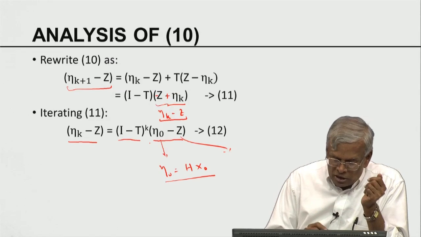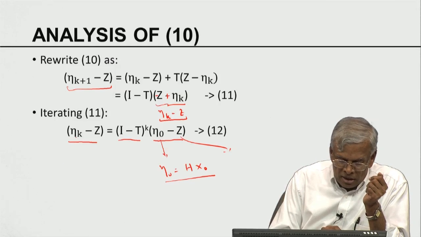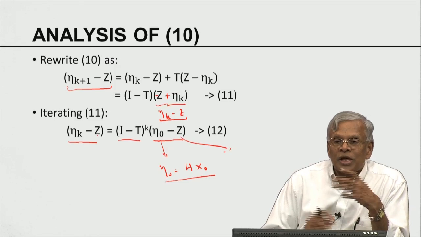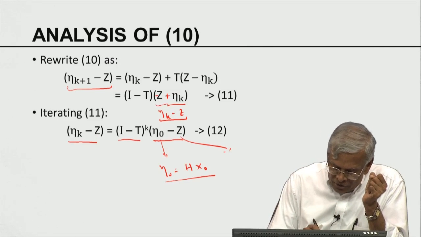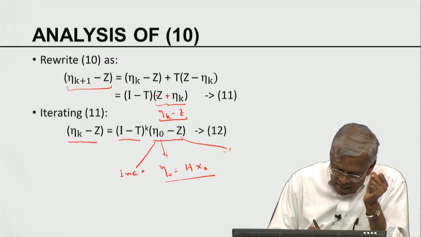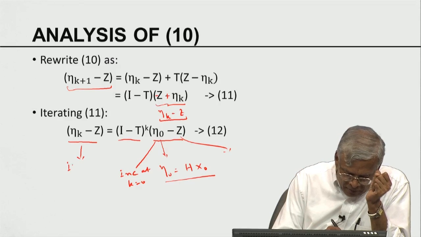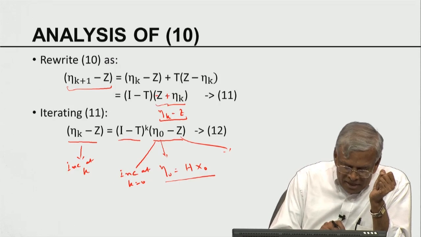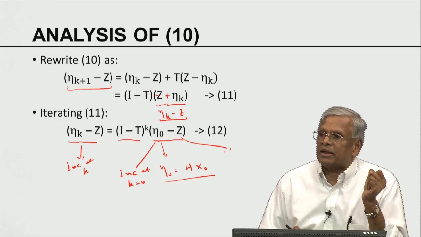That innovation is going to be multiplied by I minus t to the power k to get eta k minus z. So you can think of eta k minus z as an increment. So this is an initial increment at k equal to 0. This is the increment at a general time k. The increment at time k is the kth power of the matrix times the increment at time 0.